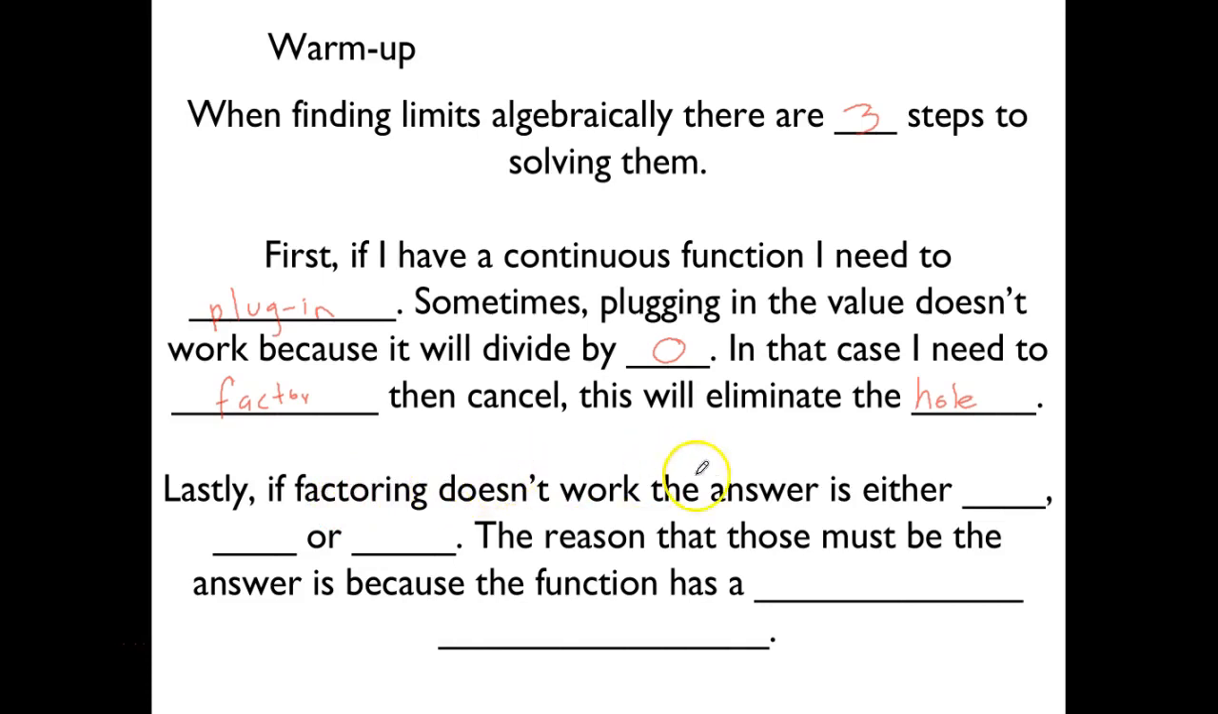Lastly, if factoring doesn't work, the answer is either, okay, remember there's 3 answers. It could be infinity, it could be negative infinity, or it could be DNE. And remember, the reason for those is because the function has a what kind of discontinuity at this point? We already got rid of the hole. The other discontinuity is a vertical asymptote. Okay? So, there are the 3 steps to solving a limit analytically.